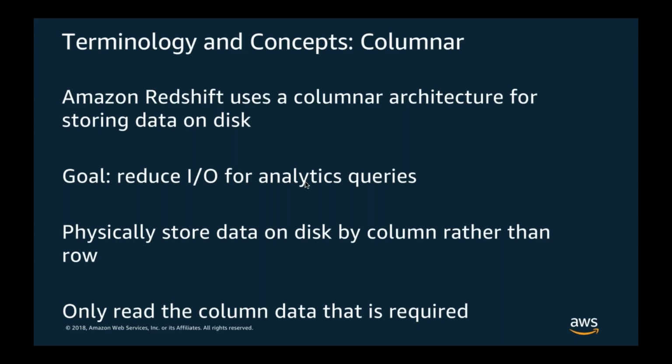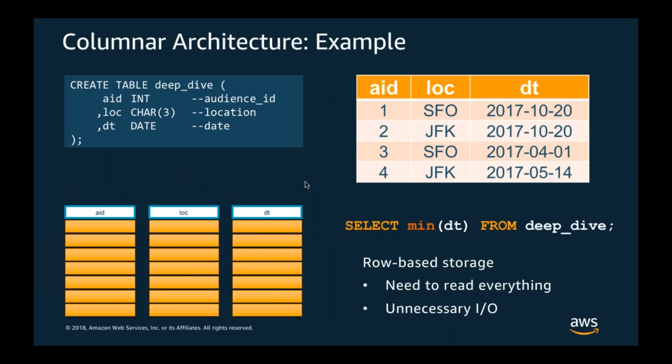So let's look at an example. Let's say you have a table called deep dive. It has 3 columns, and you're ingesting, let's say, 4 records into this particular table. What you see on the bottom left is a representation of the underlying blocks for those columns in your table.